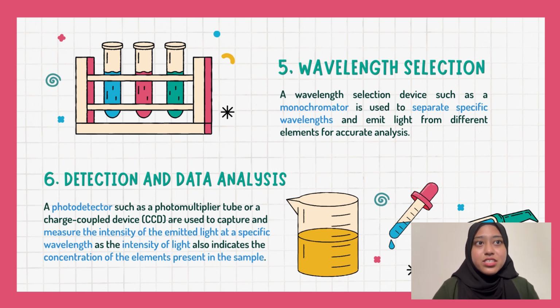Lastly, detection and data analysis. A photodetector such as CCD or PMTs is used to capture and measure the intensity of emitted light at specific wavelengths, and this therefore shows the intensity of light and concentration of the element present in the sample.